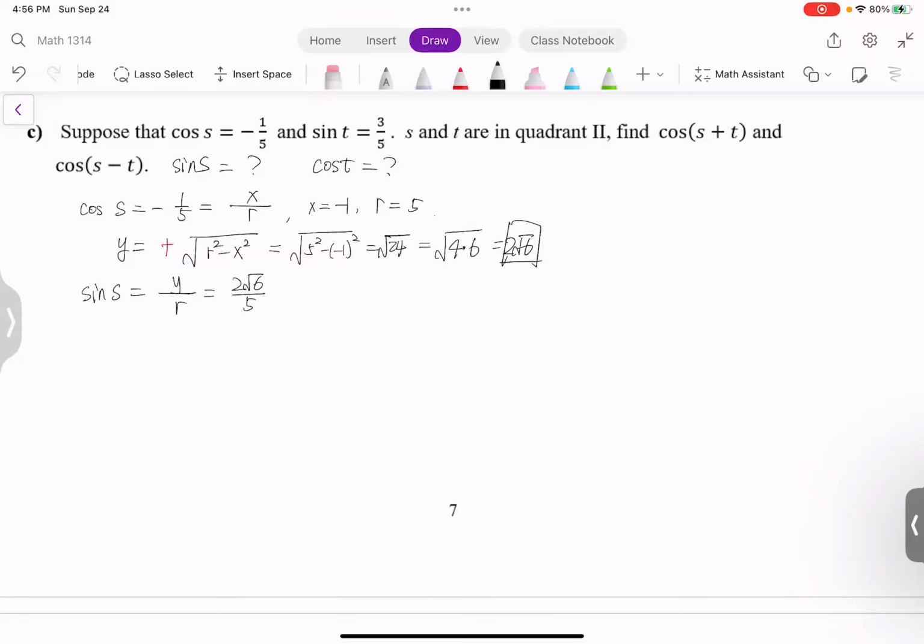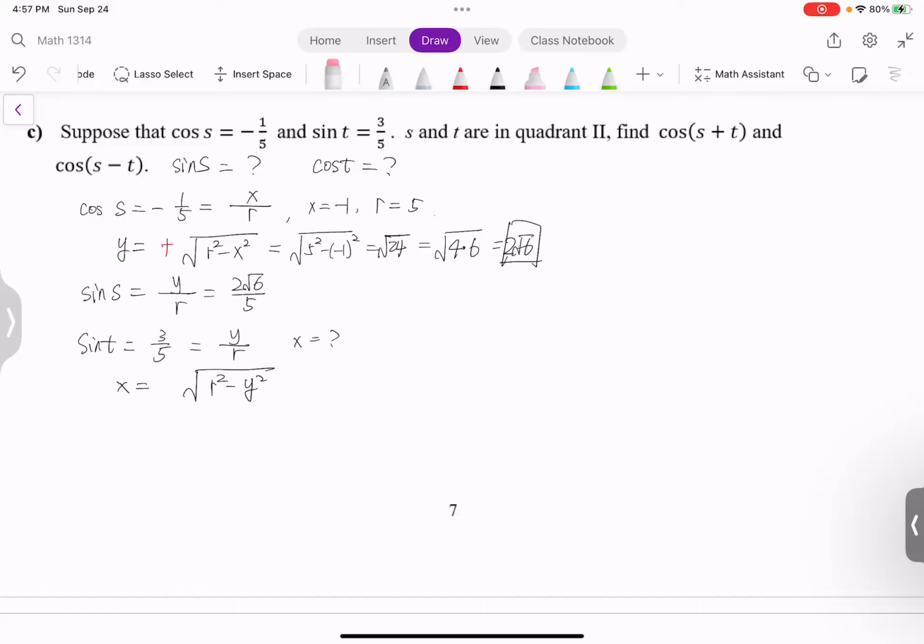How about the cosine T? So sine T is given as 3/5. T is in the second quadrant, and sine T is y over r. So how about the x? Let's find the x. x equals square root of r squared minus y squared. Remember, sine, oh, sorry. In quadrant 2, sine is positive.